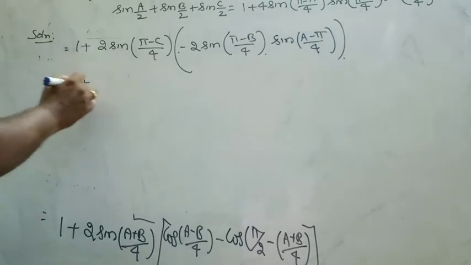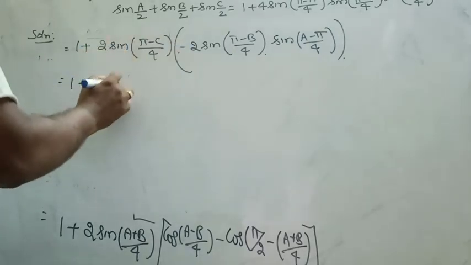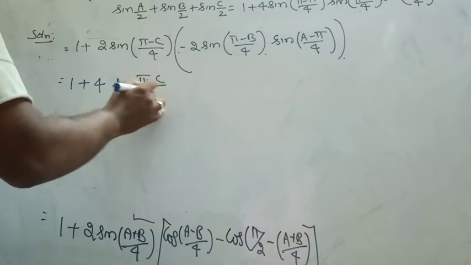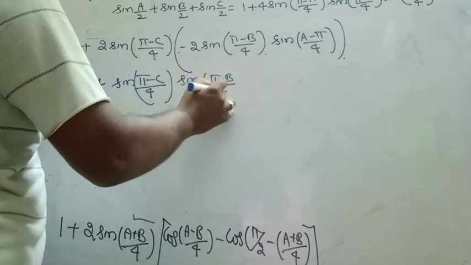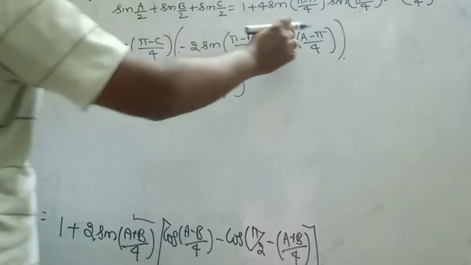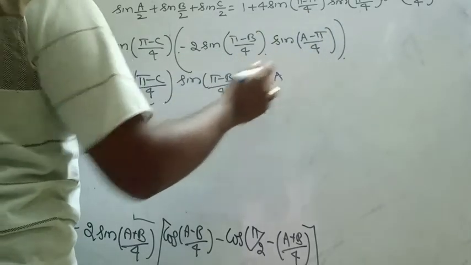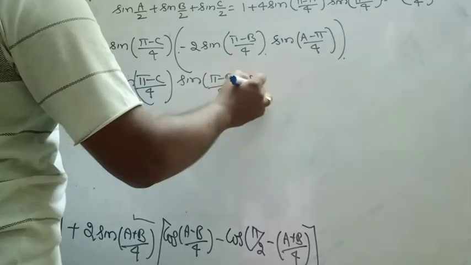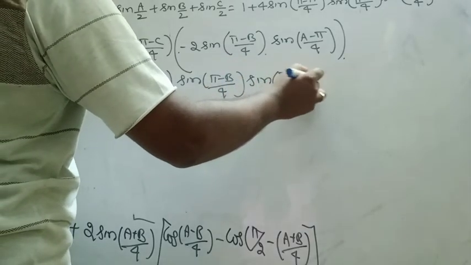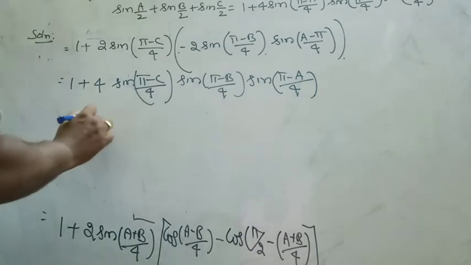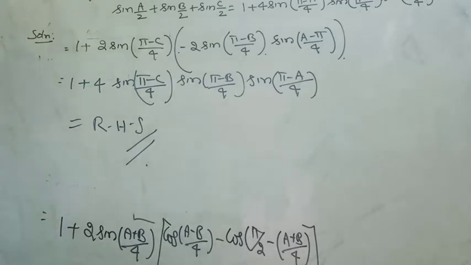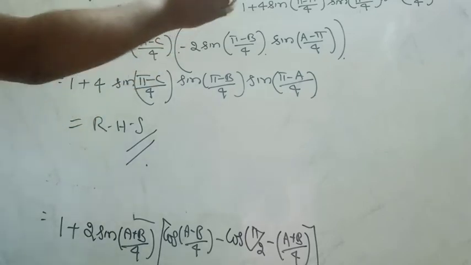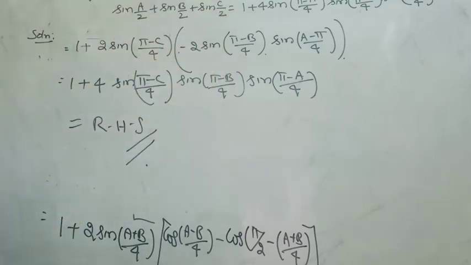Wonderful. Now this equals 1 plus 2 into 2, that is 4, sin((π−C)/4) into sin((π−B)/4). And this minus sign, if you take it inside, (A−π)/4 becomes (π−A)/4, like this. Such a beautiful way you will be getting the right hand side. You see, my dear students, how beautifully we have got this particular problem, right? That is what we require to prove: 1 plus 4 sin((π−C)/4) sin((π−B)/4) sin((π−A)/4).